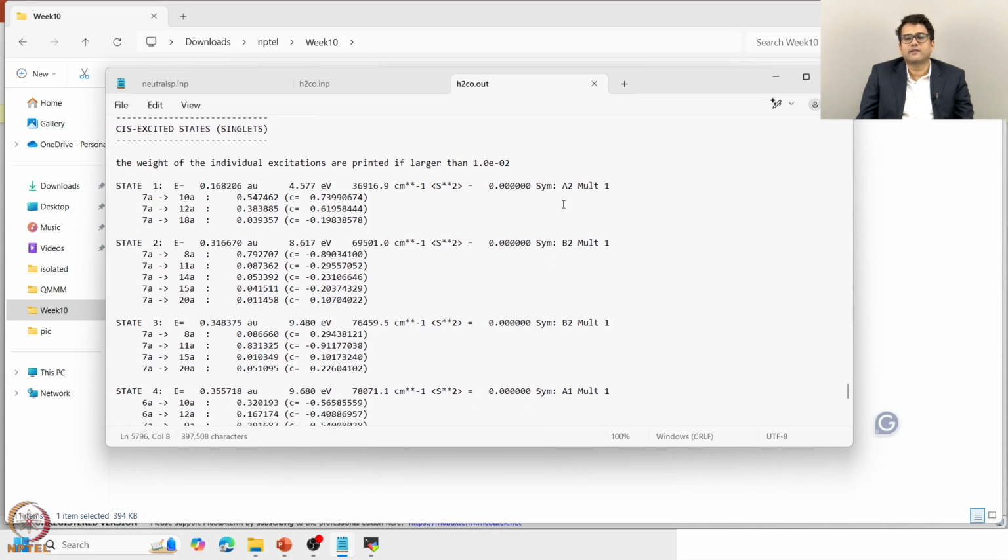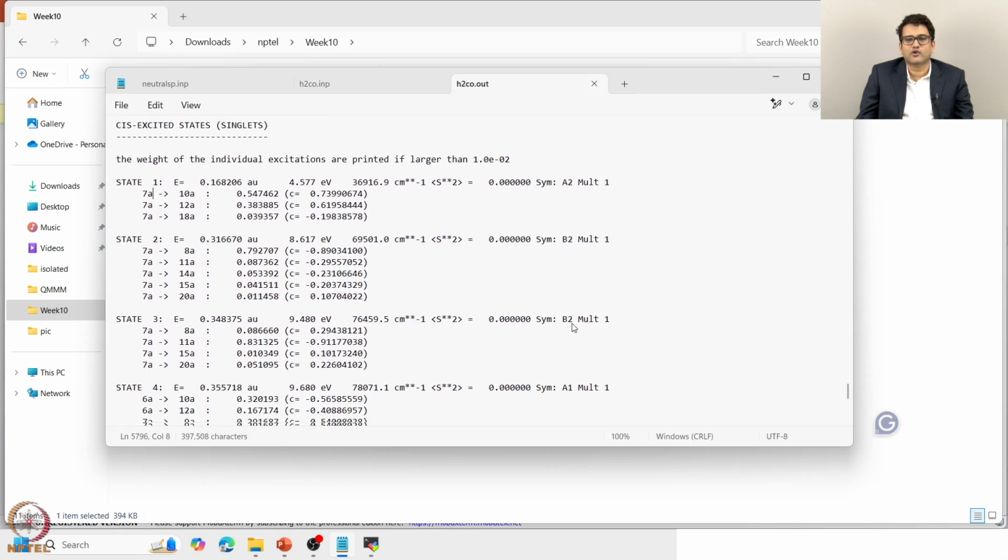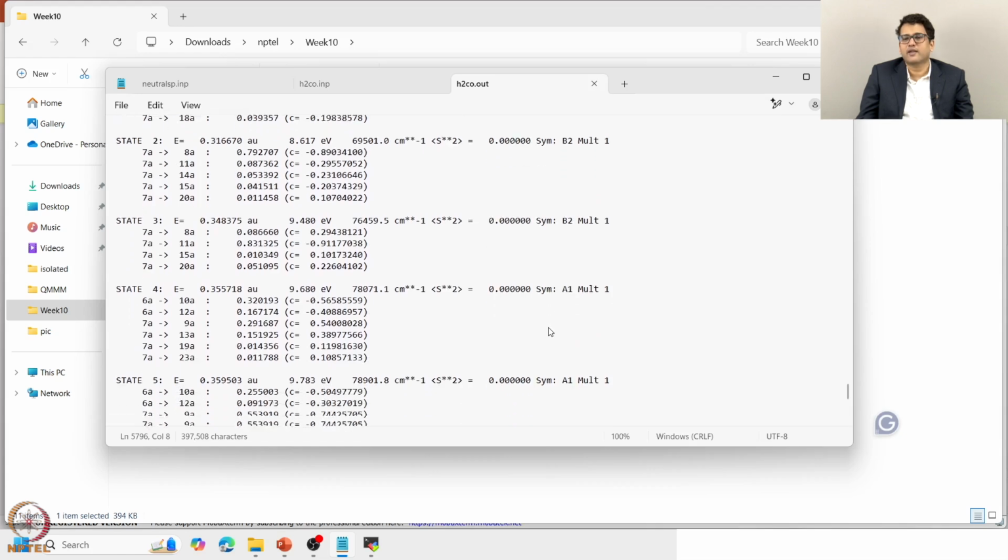For the second state, this is the energy, and the symbol is B2. The third state is also B2, the fourth state is A1, and like that it will go on.